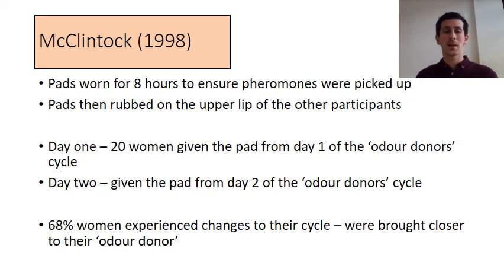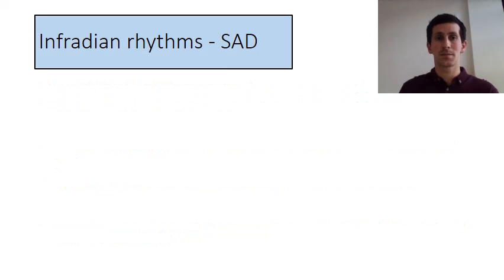They found that 68% of women actually experienced changes in their cycle, and their cycles were brought closer to the odor donor. The person whose pheromones were put on their upper lip, their cycle, their period, became closer to that person's. So it shows that there are external factors that can influence infradian rhythms. It's not just all about internal factors.